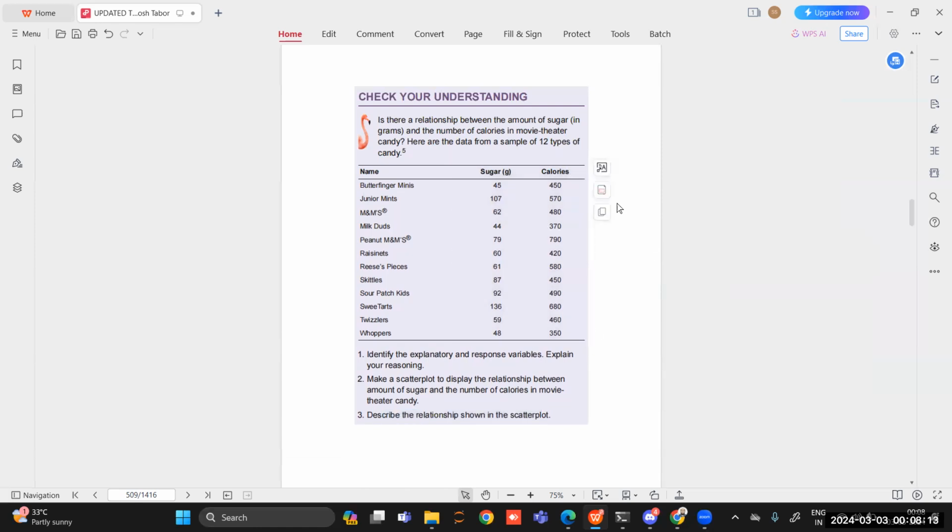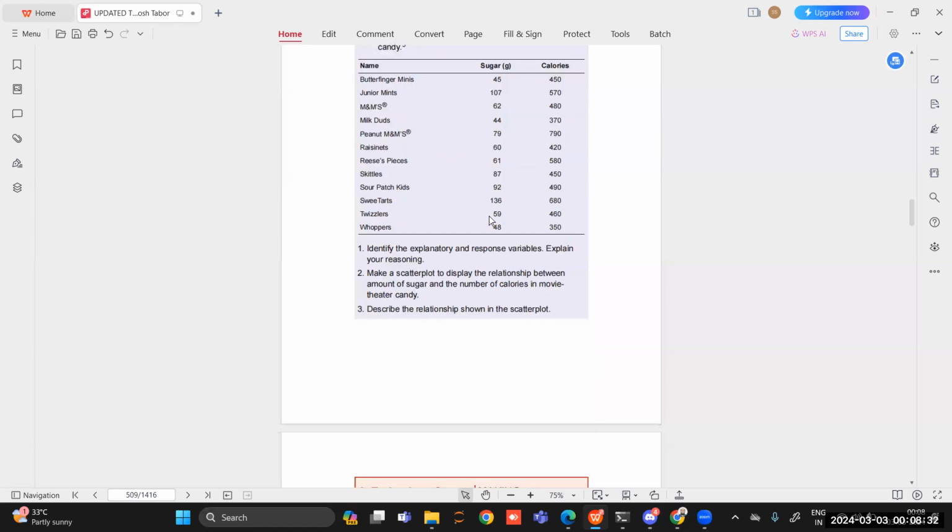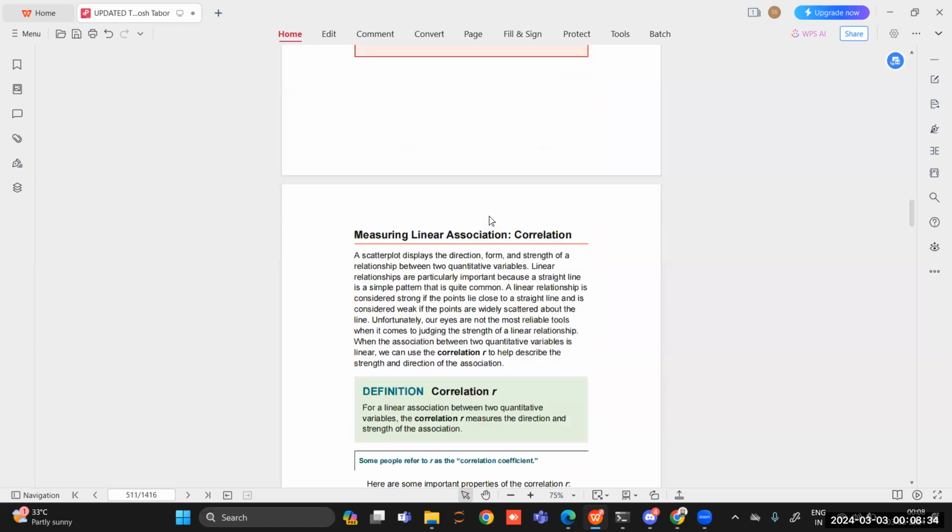As the sugar increases, does the calorie increase or not? Yes, it increases. Correct. So is it a positive or negative correlation? Positive. Very good. Strongly positive or moderately positive? I guess it's strong. Yes. Moderate, you can say. Strong. Okay, strong. Correct.